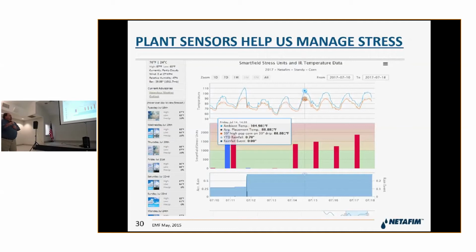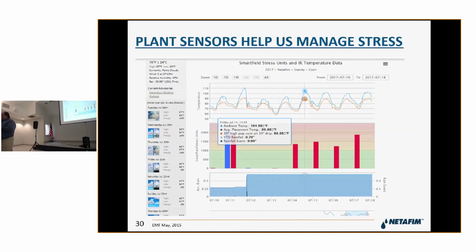So during this calendar period, about the 10th of July through the 18th of July was a pretty warm week at this location. This location's in central South Dakota. We had a 110 degree day and a 105 degree day. So I pulled out the 105 degree day just to see what was going on. 105 degree ambient temperature. The plant temperature measured by the tool was around 88 degrees.